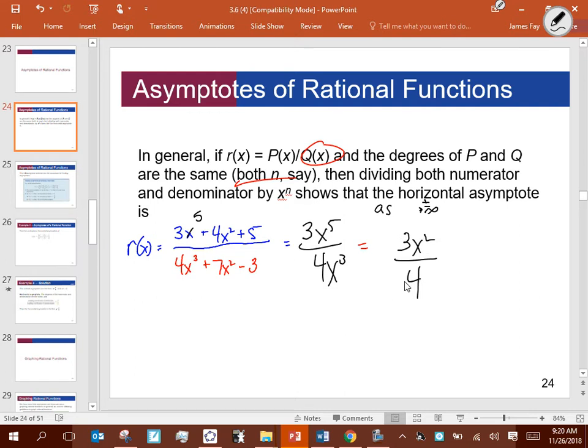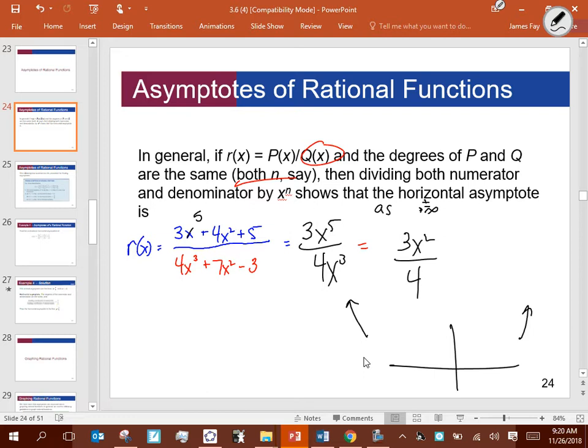Now think about what happens when x gets really big. I'll draw a rough sketch here. When x gets really, really big in the positive direction, you get a very large positive number divided by 4. Isn't that still a large positive number? As x goes to the right, your y's are going to positive infinity. Now, as x goes to the left, a very large negative number, square it, becomes 3 times a very large positive number. A very large positive number divided by 4 is still just a very large positive number, right? So there's my end behavior.